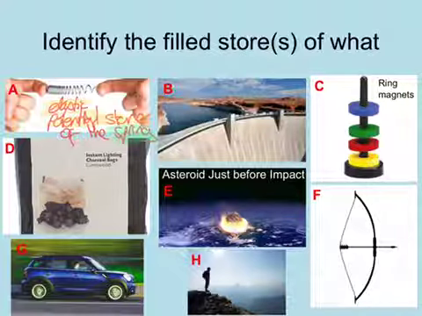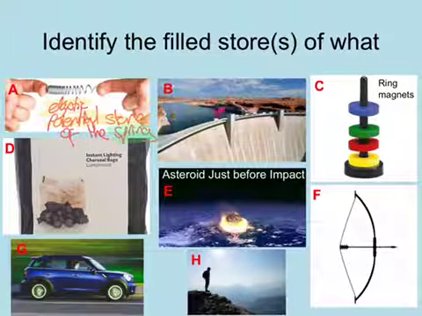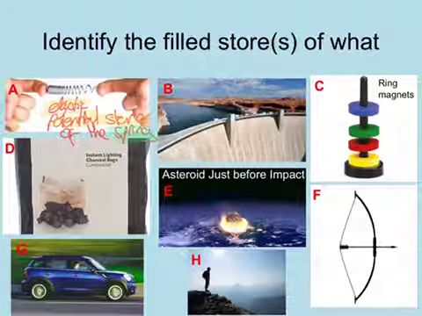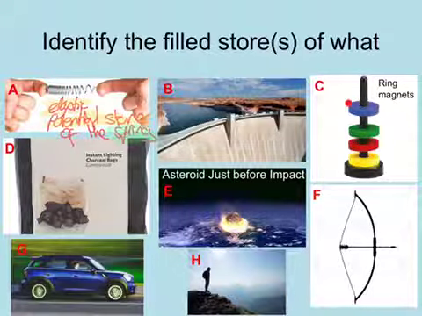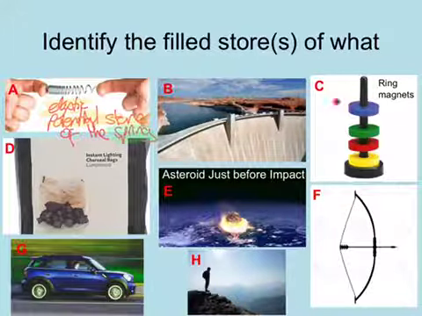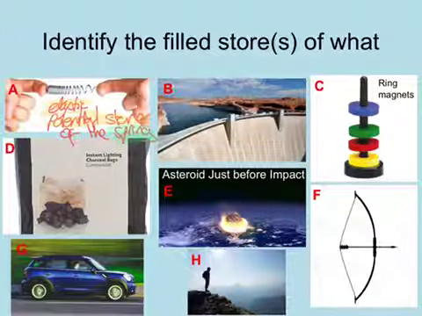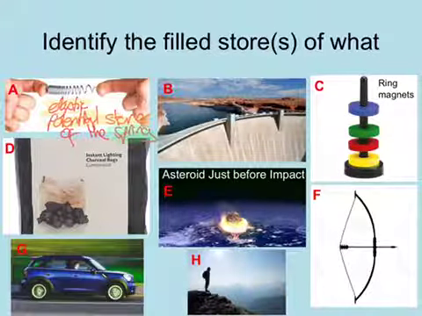Hopefully you've had a chance to do that. In picture B, I would say that the gravitational potential store of the water has lots of energy in it at the moment, and as the water was released through the dam, that energy would shift to the kinetic store of the water. In this picture, you might have identified that the ring magnets near the top have energy in their gravitational potential store, and you might also have identified that there is some energy in the magnetic store.